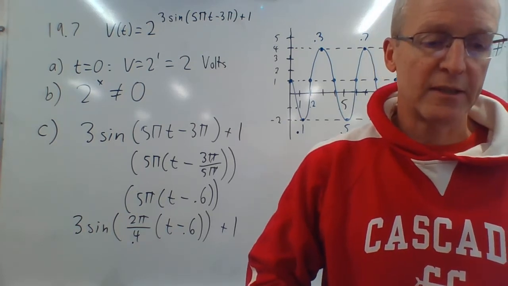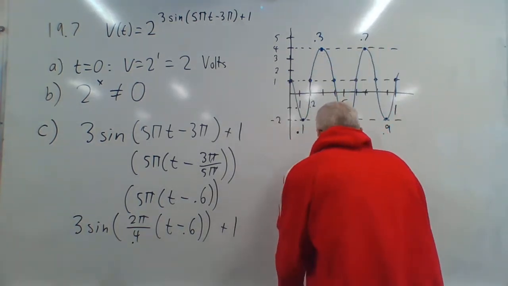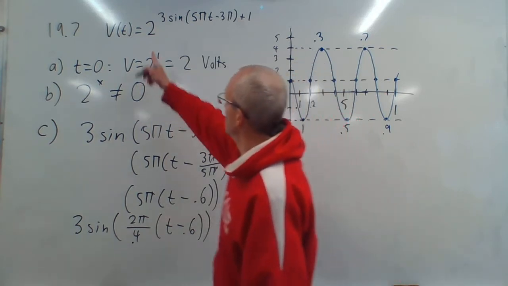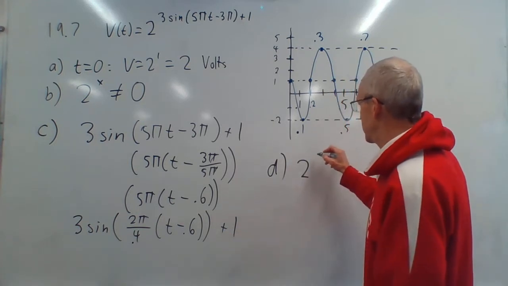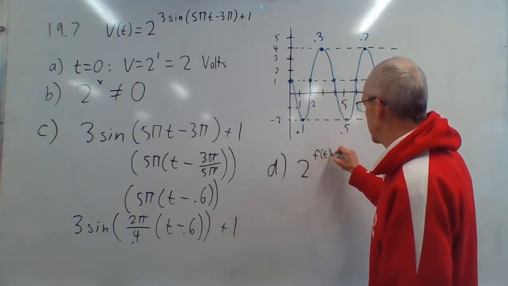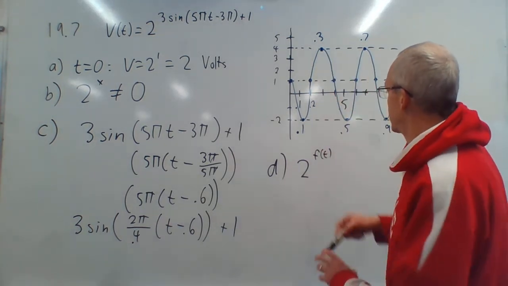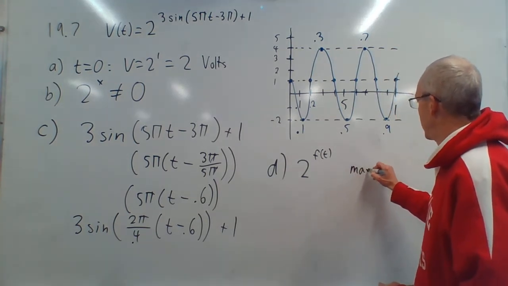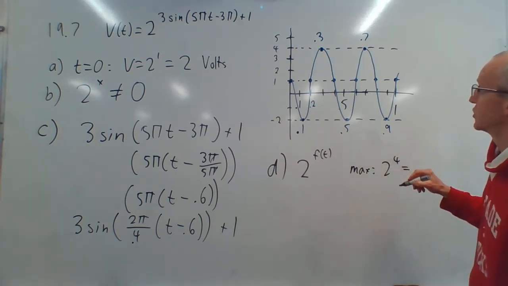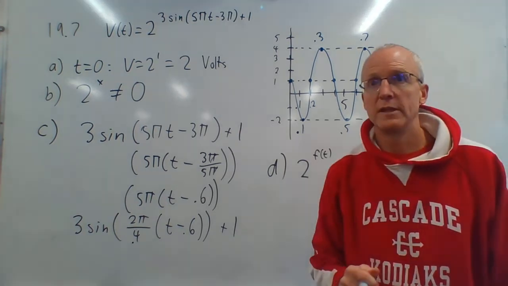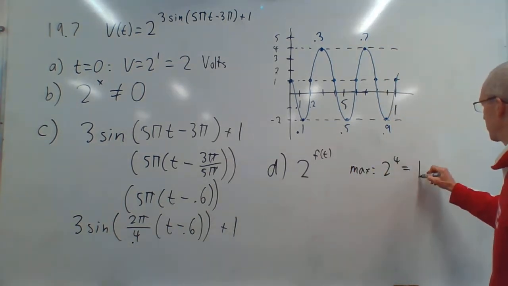Now part D says what's the maximum and minimum of the voltage output of the circuit. So for part D, go back to my black pen, we want to know what the 2 to that thing is, right? 2 to our function, 2 to this, 2 to that thing there. So I'm just going to say 2 to our function of time because I don't feel like writing that. So what is the biggest number this gets? The biggest it gets is 4. So the maximum is when it's 4. So 2 to the 4th, which is 2 times 2 is 4, times 2 is 8, times 2 is 16. So 2 to the 4th is 16.